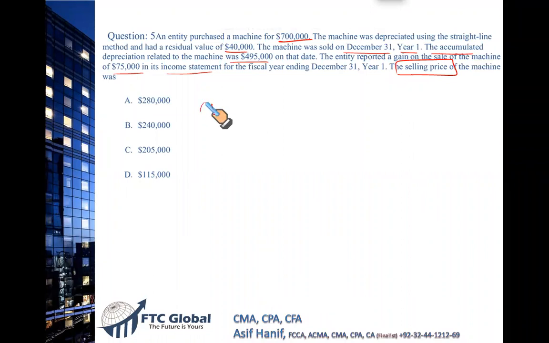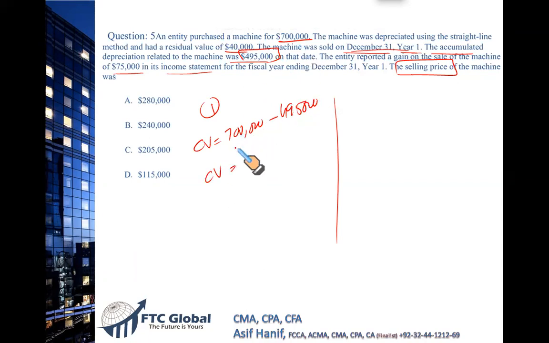So let us do it in our conventional approach, common sense. We acquired a machine for $700,000. So let's first find the carrying value. This is the original cost. Now, when are we selling this machine? We are selling this machine on December 31st, year 1, after the first year only. We don't need to calculate depreciation. It is already given. 495 is the depreciation charge so far. No need to calculate. So carrying value is the original historical cost minus the accumulated depreciation. So it's going to be 205.